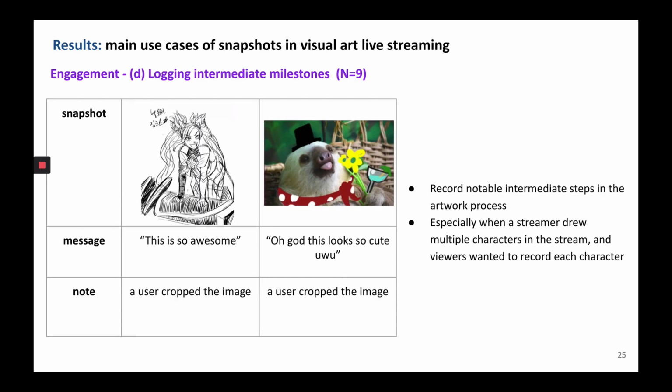Lastly, viewers use snapshots to record notable intermediate steps in the artwork process. For example, the streamer in the first session drew multiple characters in the stream, and some viewers used snapshots to record when each character was finished.